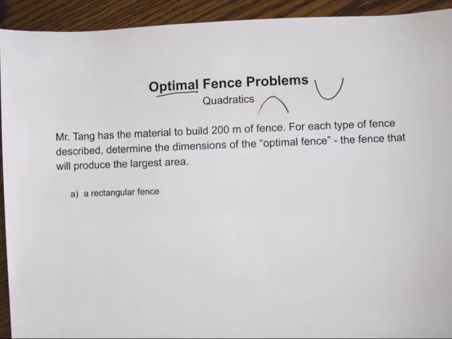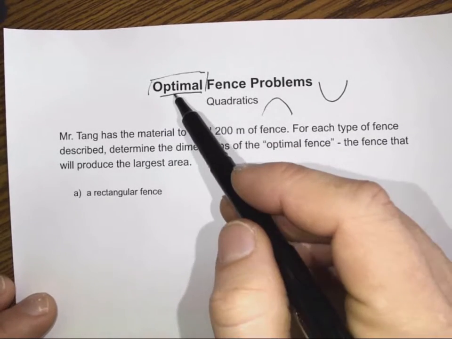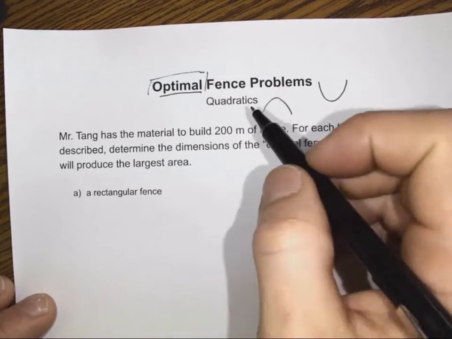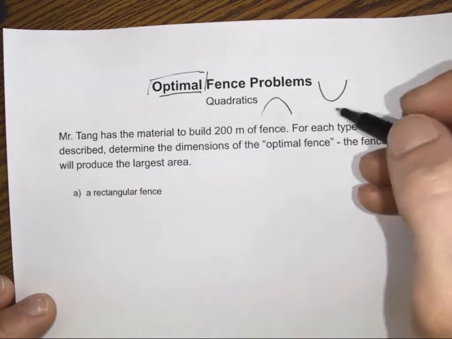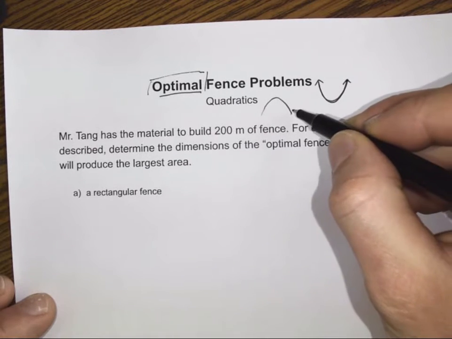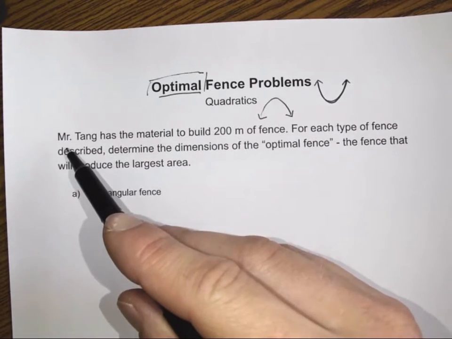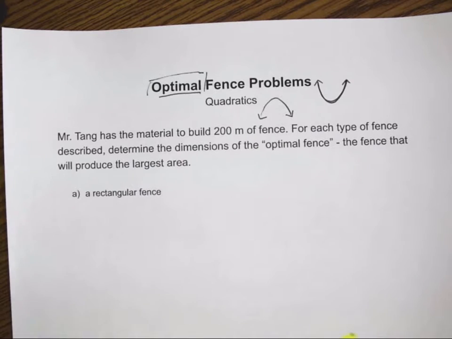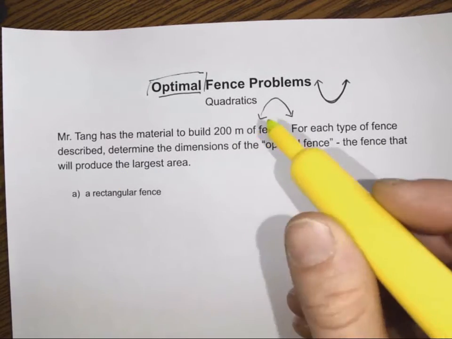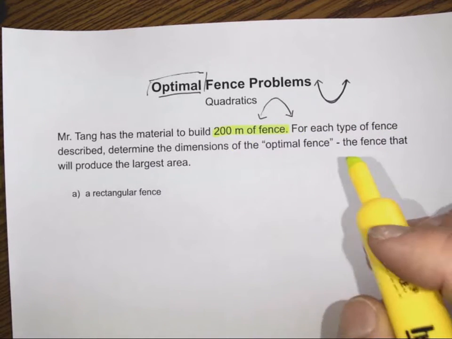Let's look at how to solve questions about finding the best or most optimal value using the power of parabolas or quadratic relationships. Okay, so we're going to look at this question here. So Mr. Tang has 200 meters of fence.